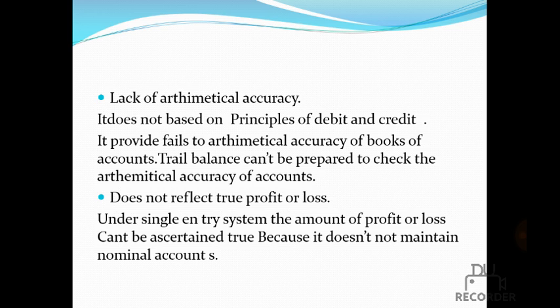But in the double entry system we prepare the trial balance. In the trial balance, if there are any errors we can rectify them, because the trial balance shows the debit side and credit side giving one equal answer. The arithmetical accuracy is right, but if any difference comes, some mistake has happened, and we have to rectify it in some step. That's why in the single entry system there is lack of arithmetical accuracy.